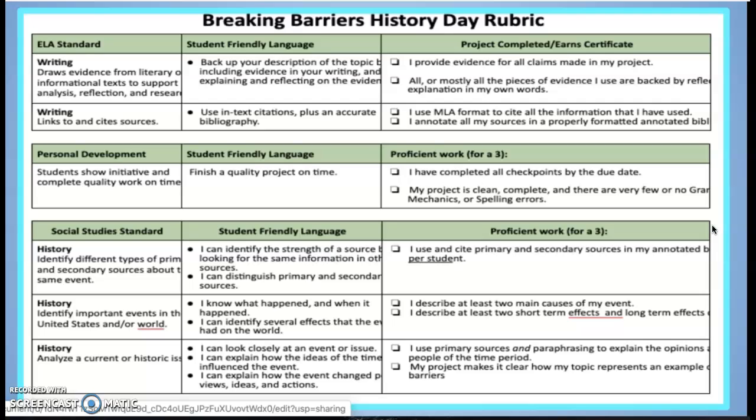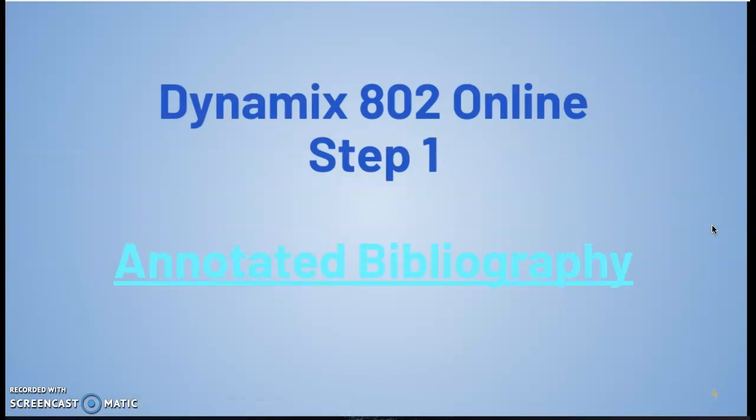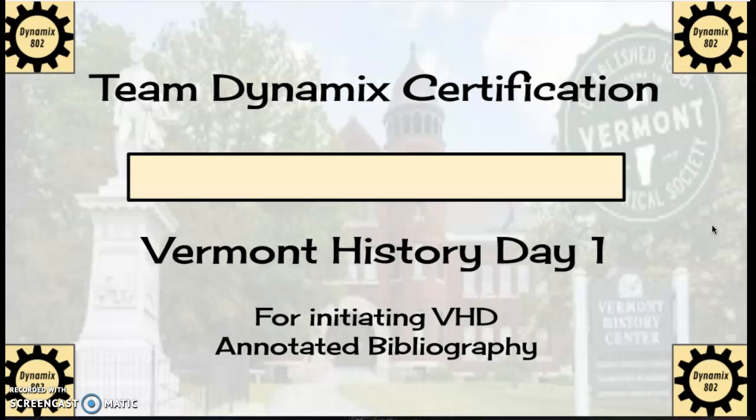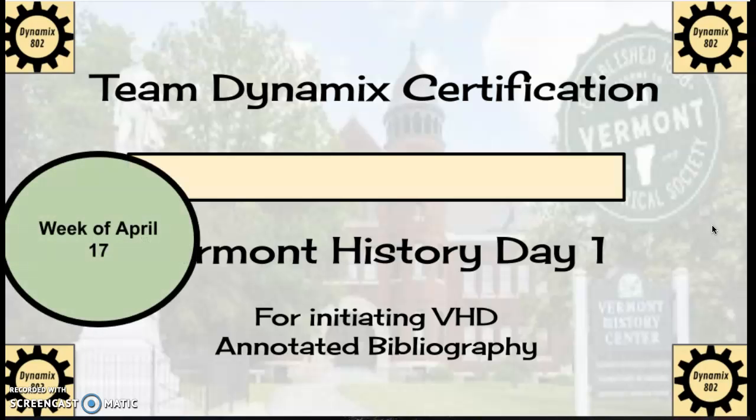So there's a personal development score, and then there's also some scores related to history: that you can identify an important event, that you can explore some evidence about that event, and that you can explain how that event broke barriers. So again, step 1 is your annotated bibliography. If you have any questions about that, you should be asking me this week, which is the week of April 13th to April 17th. If you finish the annotated bibliography, you will receive a certificate. And again, this is the week of April 17th.